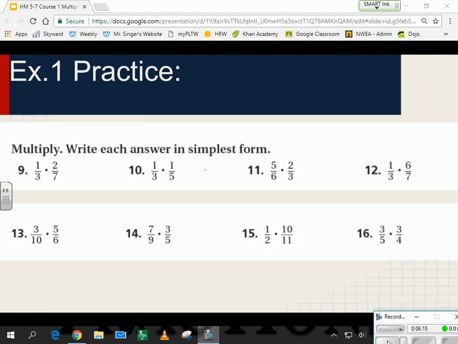All right, today for these first example 1 practice problems, all I want you to do today are the evens. We'll leave the odds for if you want to do additional practice with me later. 10, 12, 14, 16. Good luck.